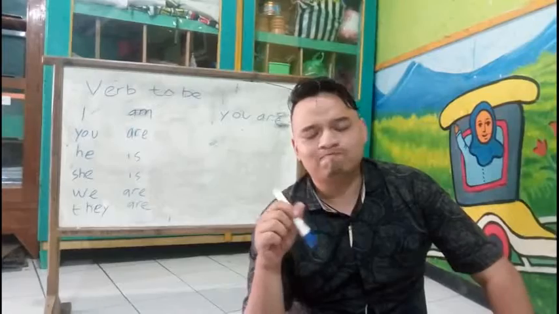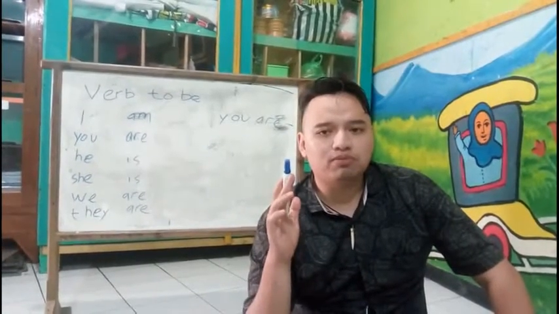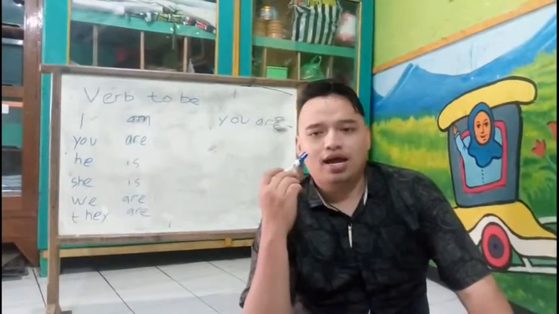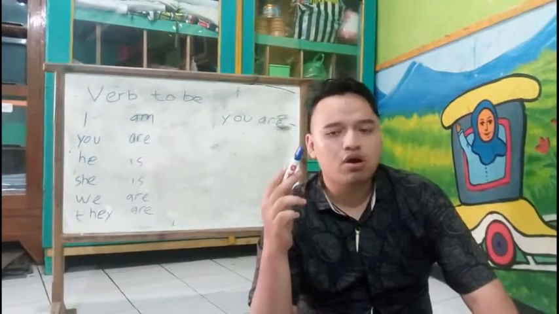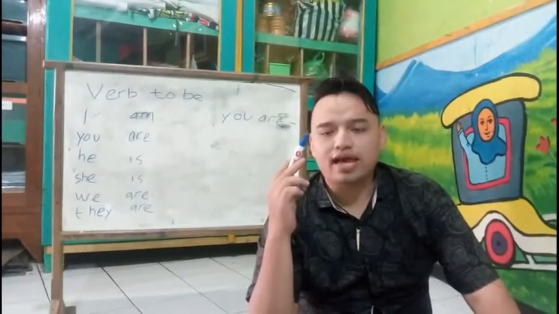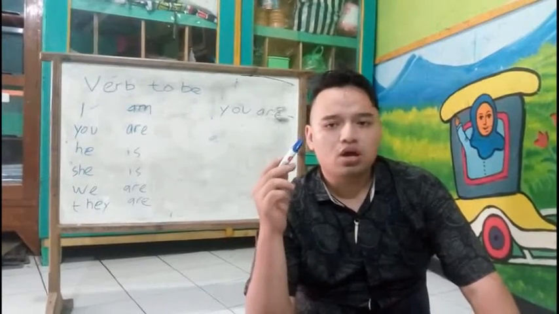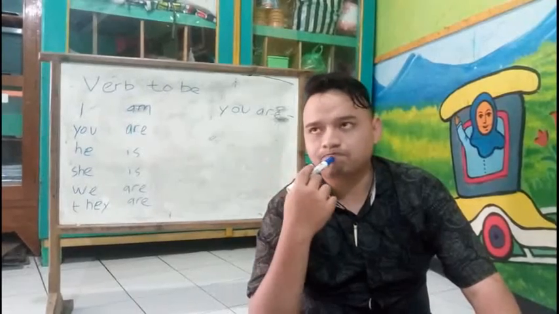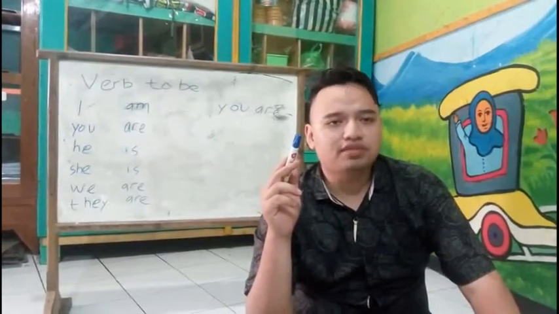Okay, we continue to the material. Verb to be. In English, verbs have a very important place in communication. They are the ones responsible for expressing action. Words like jump, run, and speak are common and clear examples of verbs that describe an action that a subject does.